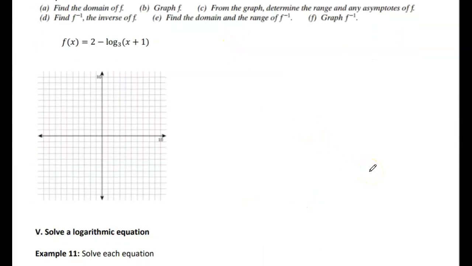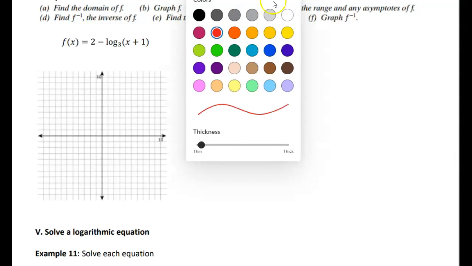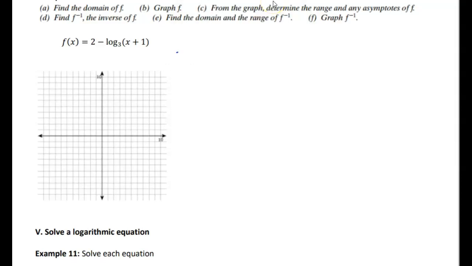All right, let's do another one. So first find the domain. So we're looking here. We want x plus 1 to be bigger than 0, so x is bigger than negative 1. Right? It's going to have a vertical asymptote there at x equals negative 1. Okay, so let's make the vertical asymptote right here. Right? Let's see what's happening.